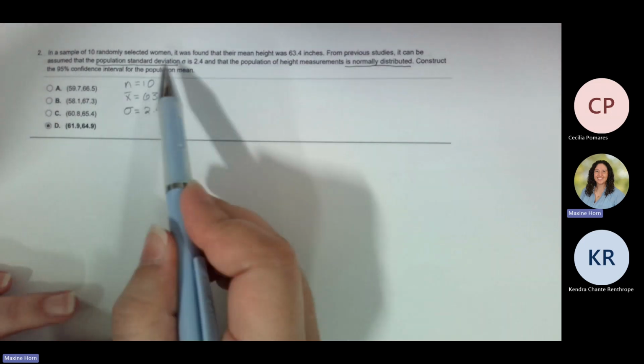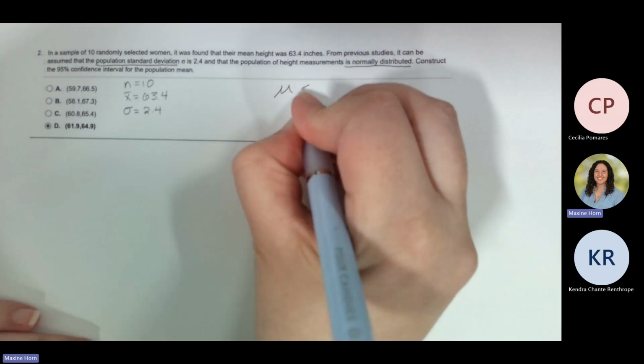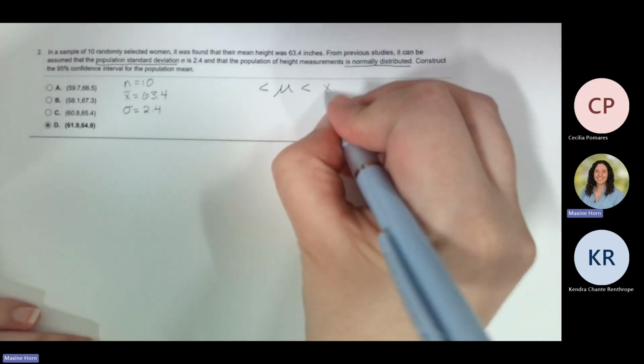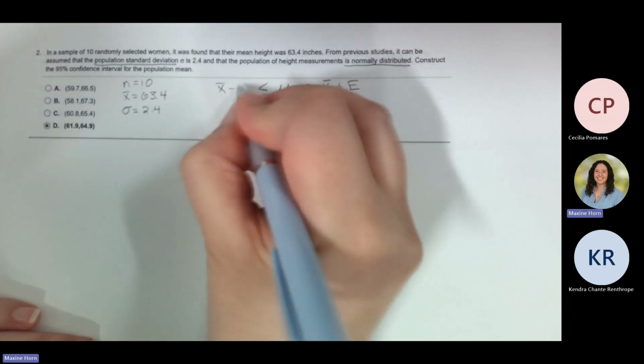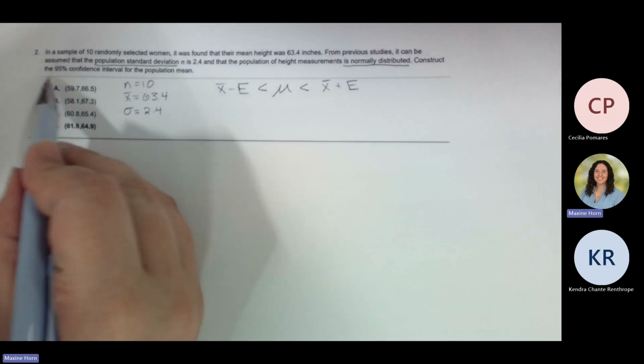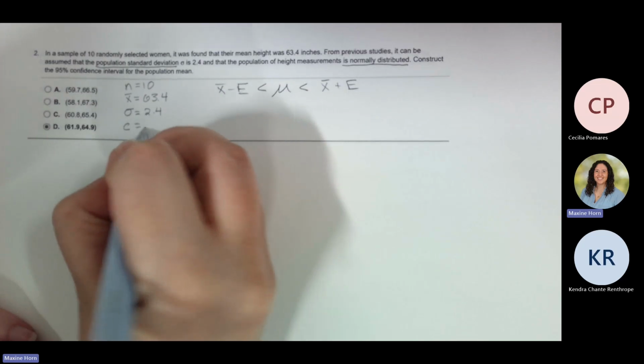So again, how do we do this? We're trying to find a population confidence interval, population mean, right? So again, this is our sample mean plus some margin of error, and our sample mean minus some margin of error. Okay, so they said a 95% confidence interval. So our C is 0.95.